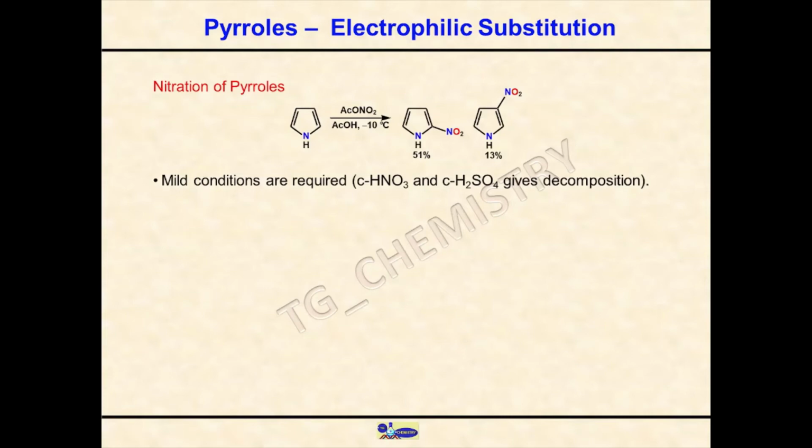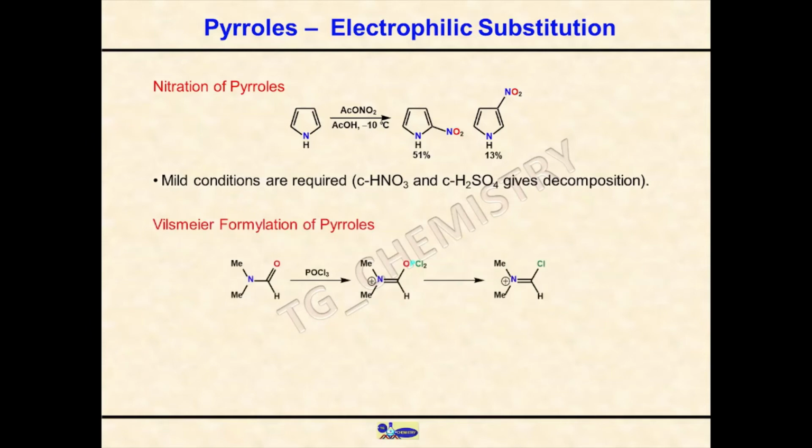When pyrrole reacts with acetyl nitrate at -10 degrees centigrade in the presence of acetic acid, it will produce 2-nitropyrrole in 51% yield and 3-nitropyrrole in 13% yield. In the case of pyrrole specifically, mild conditions are very, very important. Otherwise, if concentrated nitric acid and sulfuric acid are used for the nitration reaction, the products will decompose.